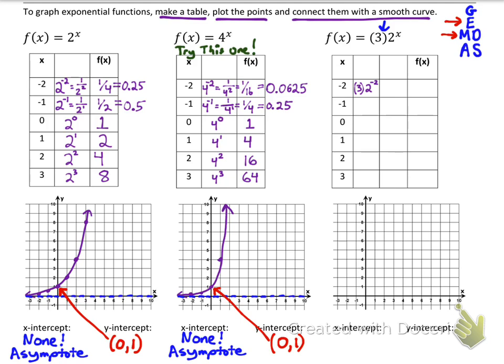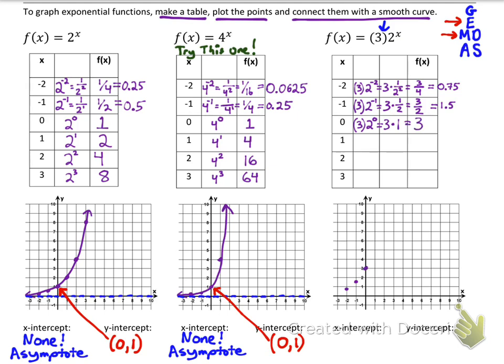So let's do that. 3 times 2 to the negative second. Well, we need to take care of 2 to the negative second first. That's 1/4. So 3 times 1/4 is 3/4. The decimal representation of that is 0.75. So I'll plot -2, 0.75. When x is -1, that's 1/2, so we take care of the exponent first, and then we get 3 times a half is 3/2, also known as 1.5. I'll plot that point. When we do 0, remember you have to take care of the exponent first. So 2 to the 0 is 1, and 3 times 1 is 3.